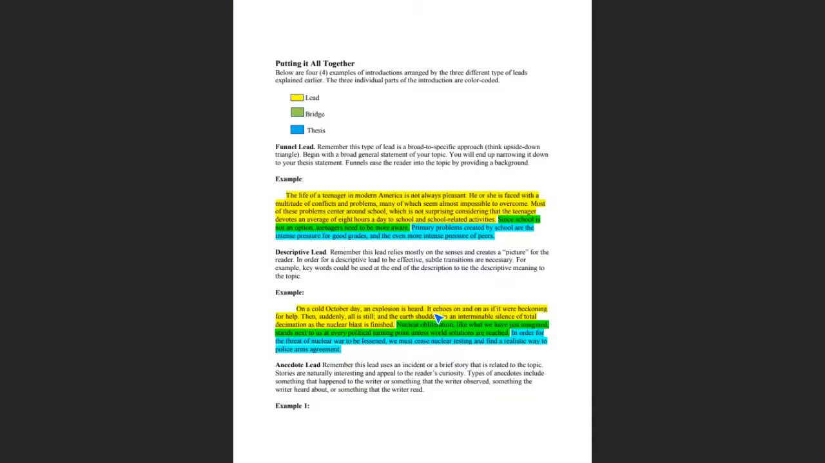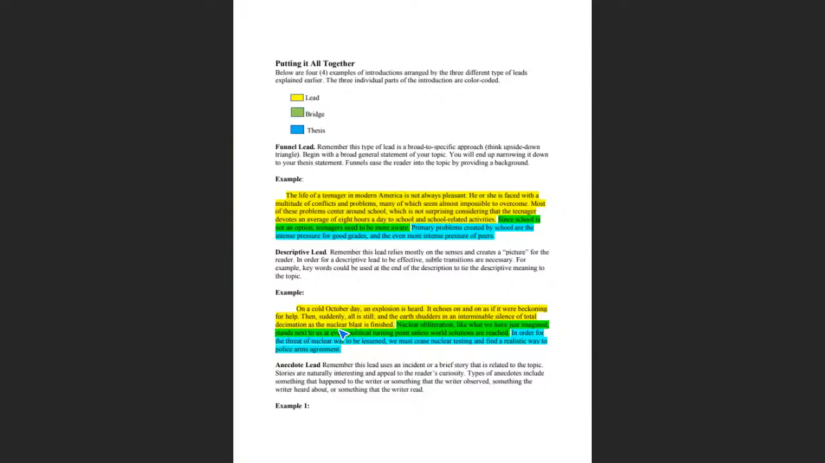On a cold October day, an explosion is heard. It echoes on and on as if it were beckoning for help. Then suddenly all is still and the earth shudders in an interminable silence of total decimation as the nuclear blast is finished. And then we have the bridge, and then we have the thesis statement.